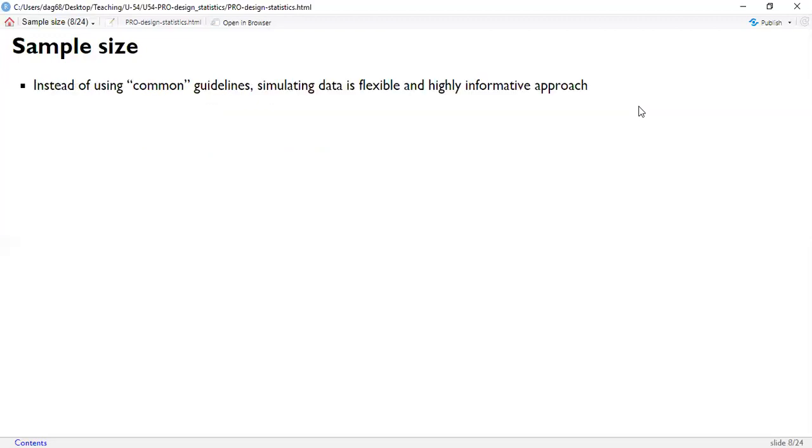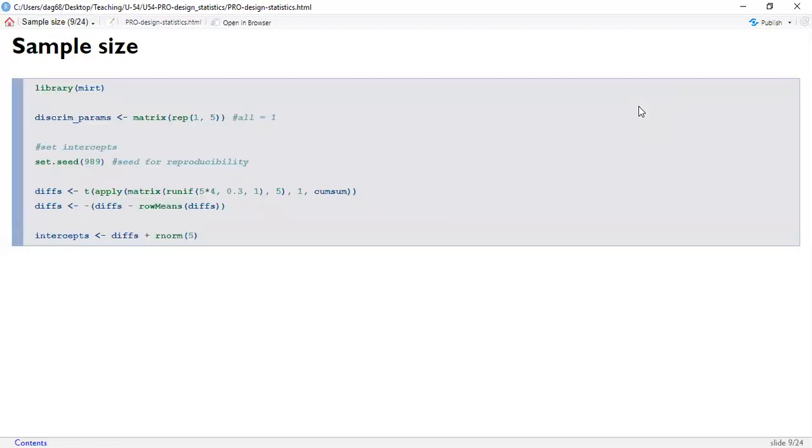So if you're able to make do with less than 1,200 people, you'd want to know that. Instead of using common guidelines, I find that simulating data is very flexible and very informative to arrive at a sample size that definitely isn't too small, but also isn't too large. So I'm going to show you a little bit of R code just to demonstrate how I use a simulation to arrive at a sample size. This is a very simplistic example, but nevertheless, hopefully it's illustrative of the general point.